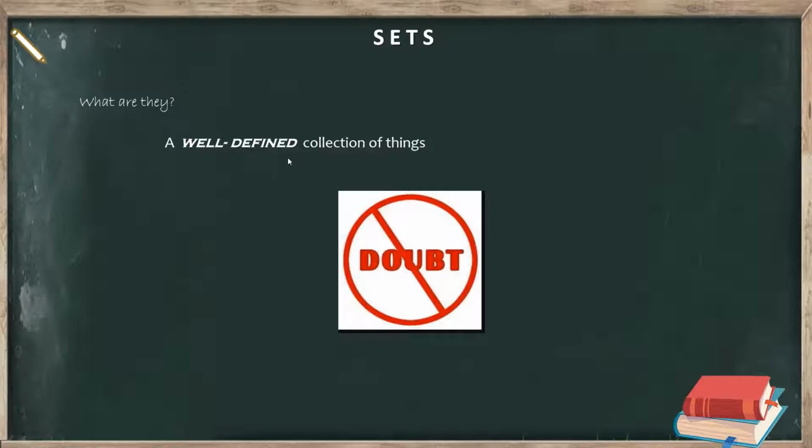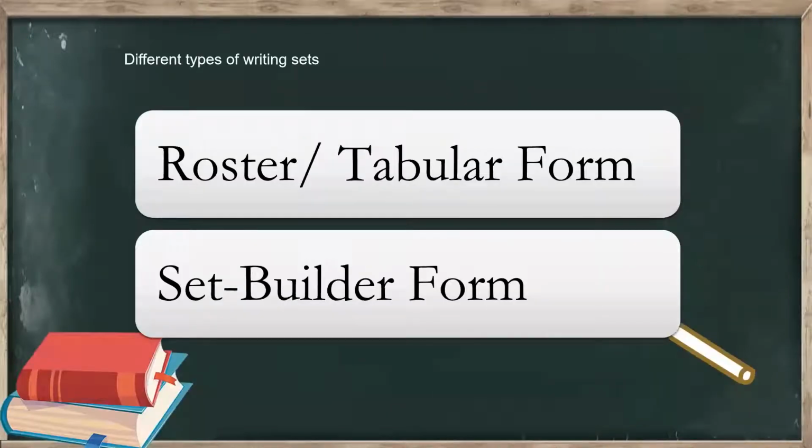When I talk about the definition of a set, the well-defined. When I talk about a well-defined set, you'll understand it more in the later slides. When we write a set, we can write it in two ways, two forms: roster or tabular form, or set builder form.